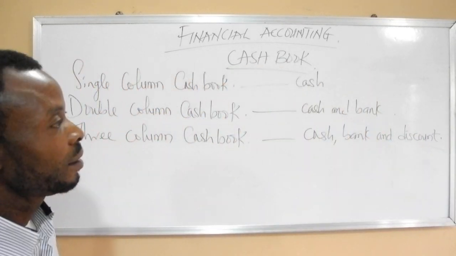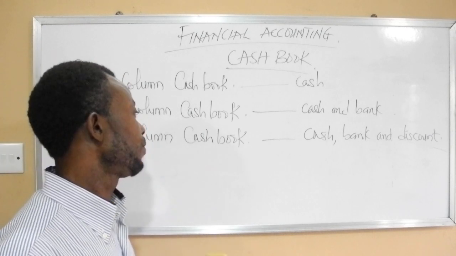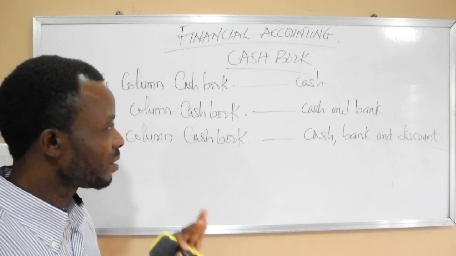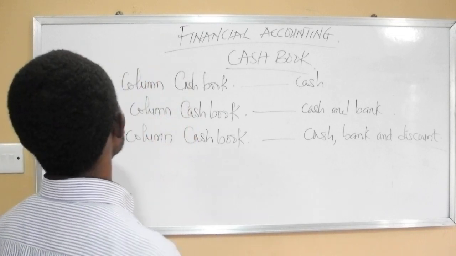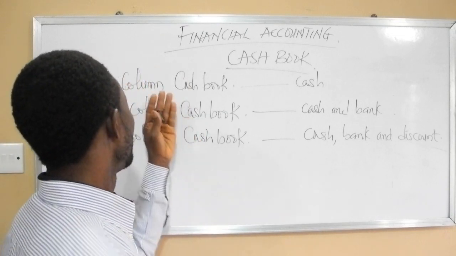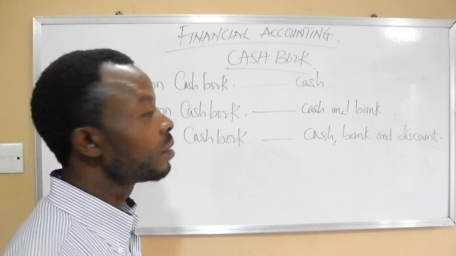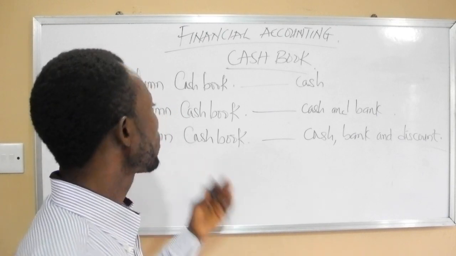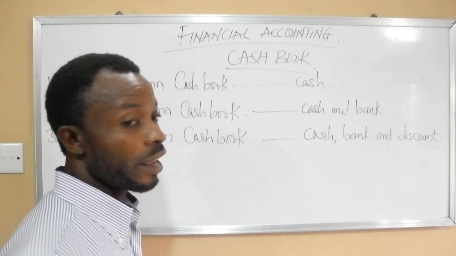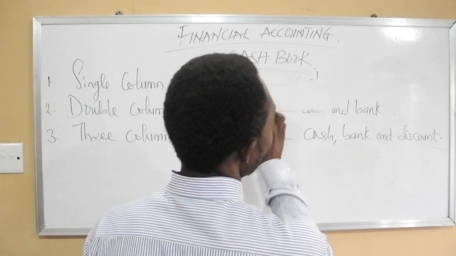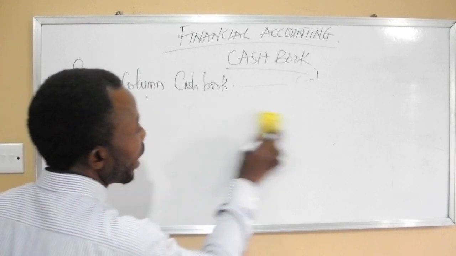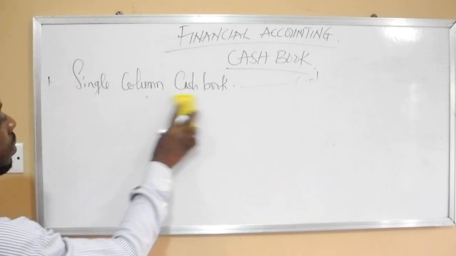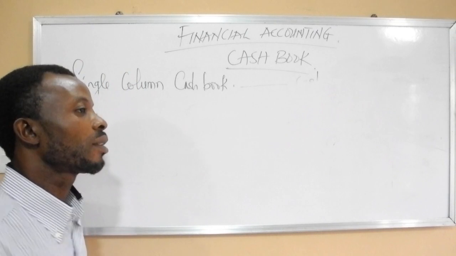All right, cash, bank, and discount for 3 column cash book. So that's just the main difference between the 2. Now, let's look at the format of a single column cash book. Then, if possible, we can look at the format of both double column cash book and 3 column cash book. But let's start with the format of single column cash book and we'll build it from there, so that we'll not start all over again.